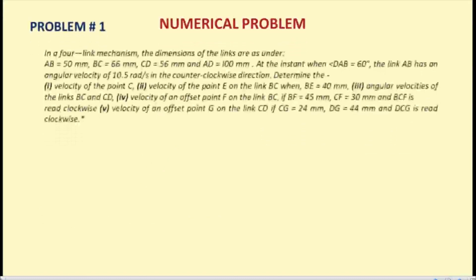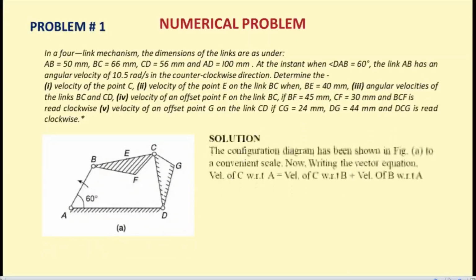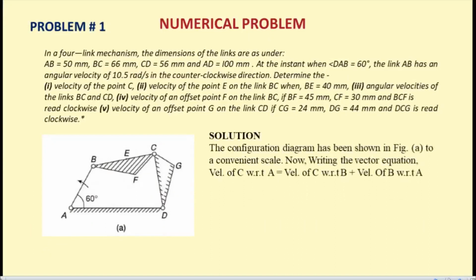Now we are proceeding forward to the numerical problem. In a four-bar mechanism, the dimensions of the links are AB equal to 50 mm, BC equal to 66 mm, CD 56 mm, AD 100 mm, and at any instant when angle DAB equal to 60 degrees, the link AB has an angular velocity of 10.5 radian per second in the counterclockwise direction. Then determine, number 1, velocity of the point C.